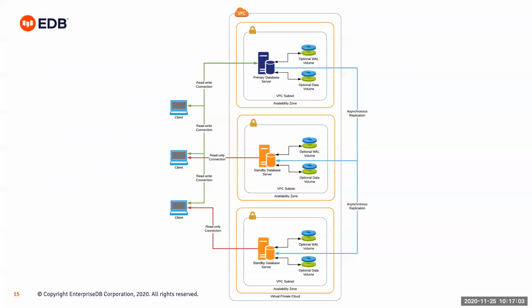In this case, we have a primary database up here in blue, 2 standbys, and the primary database is sending its transactions to the standbys with these blue lines using asynchronous replication. You have a number of clients, all read-write connections go to the primary server, whereas the read-only connections can go to the standby servers.